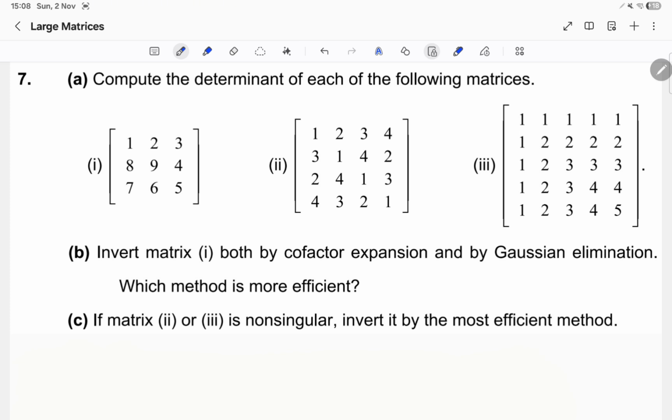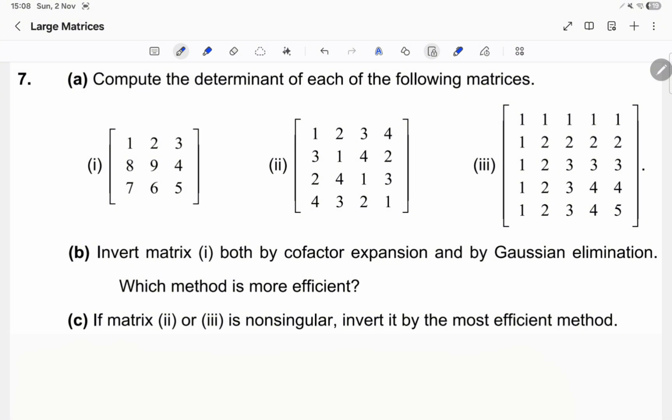Part B. Invert matrix 1 both by cofactor expansion and by Gaussian elimination. Which method is more efficient? Part C. If matrix 2 or 3 is non-singular, invert it by the most efficient method.